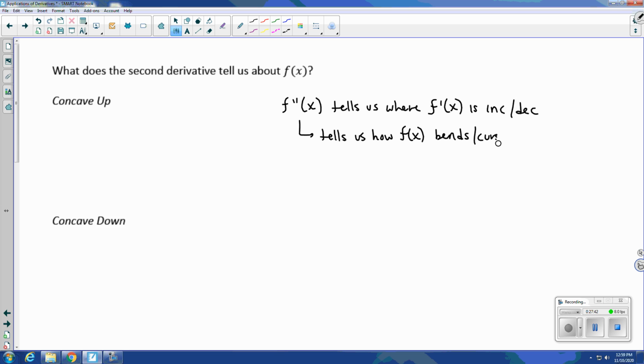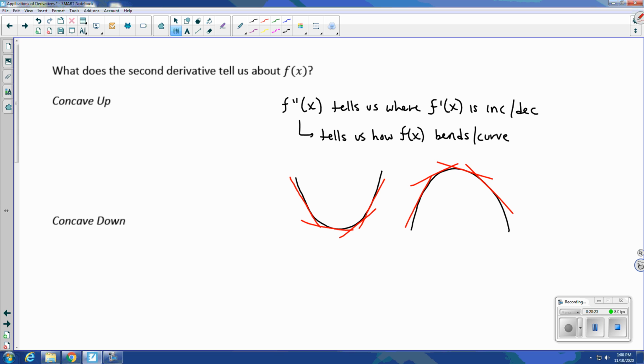So what does that actually look like? Well, if f prime of x is increasing, the slopes of the tangent lines are becoming more and more positive. So as we go along, the slopes of the tangent lines become more positive. So this would be a case where f prime of x is increasing. Here's a case where f prime of x is decreasing. And again, you can add in tangent lines at various points and see that the values of the slopes of those tangent lines are increasing in this example, and decreasing in this example.